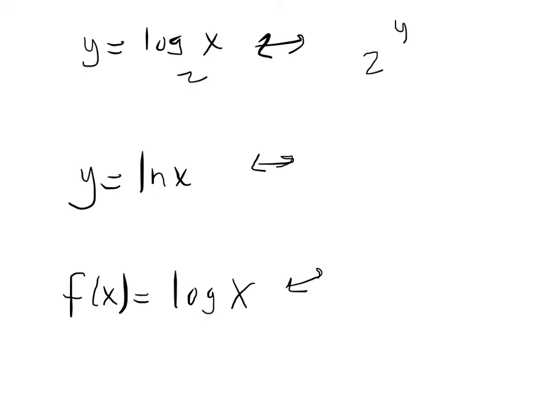I'm getting here 2 to the y equals x, e to the y equals x, and 10 to the f of x equals x. I want to look at those for a minute. That should look familiar to you. We've looked at exponential functions. The exponential case was 2 to the x equals y. Exponential here was e to the x equals y. And the exponential base of 10, 10 to the x equals y.